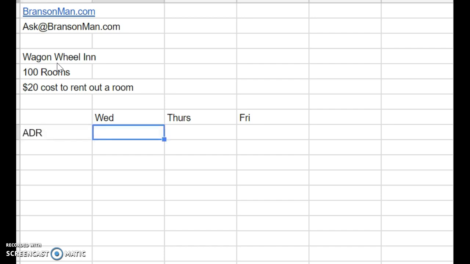So we'll say on Wednesday it was $60. Now, it could be that rooms on Wednesday cost $65, but half of the hotel was filled with a group, and we gave them a great rate at $55. So the average daily rate, when you take what you sold all the rooms for and divide it by the number of rooms sold, on average, $60 is what it sold for.